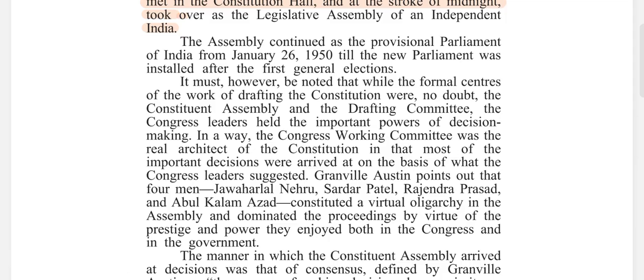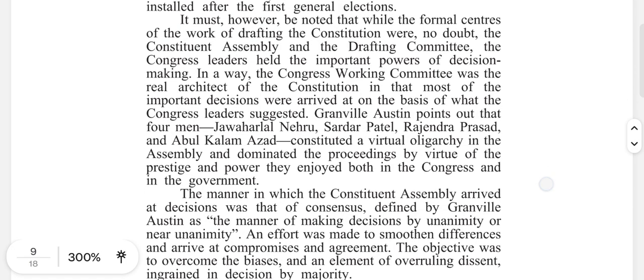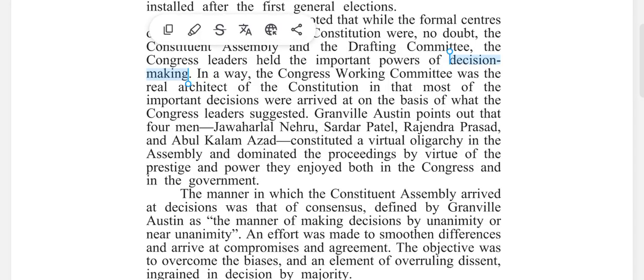It must, however, be noted that while the formal centres of the work of drafting the Constitution were, no doubt, the Constituent Assembly and the Drafting Committee, the Congress leaders held the important powers of decision-making. In a way, the Congress Working Committee was the real architect of the Constitution, in that most of the important decisions were arrived at on the basis of what the Congress leaders suggested.